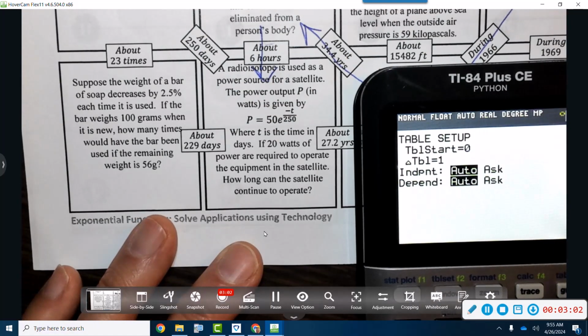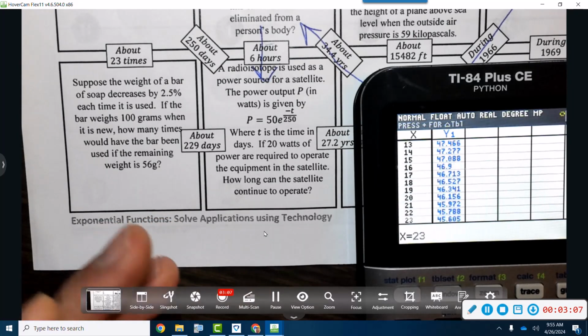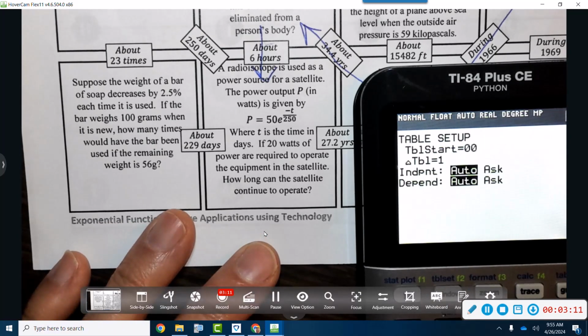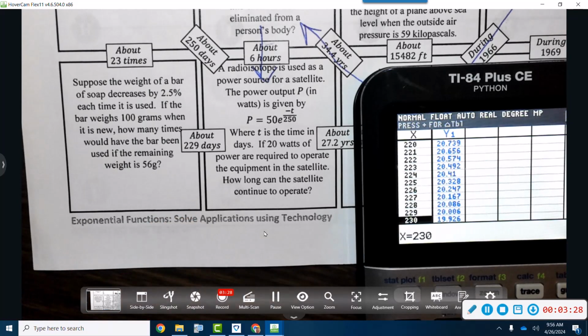What if you just forget? Okay. You can see that okay, 20. You could just keep scrolling, but I got a feeling that I should probably start at about 200. All right, there we go. So 200. Get it right there. There it is. Almost. Right about there. So about 229. 229 days. Okay.